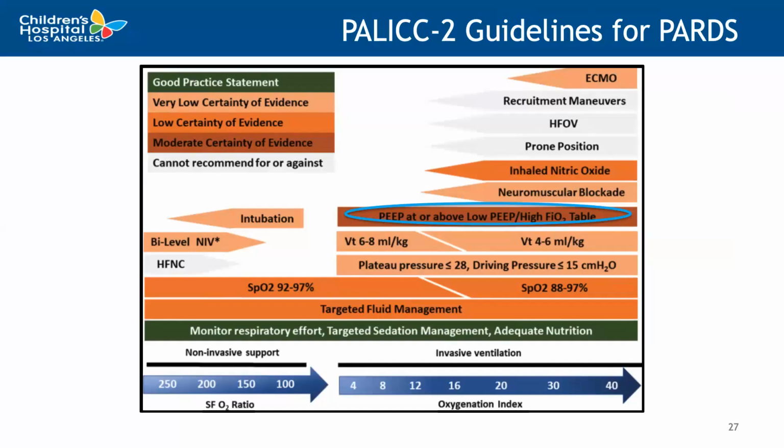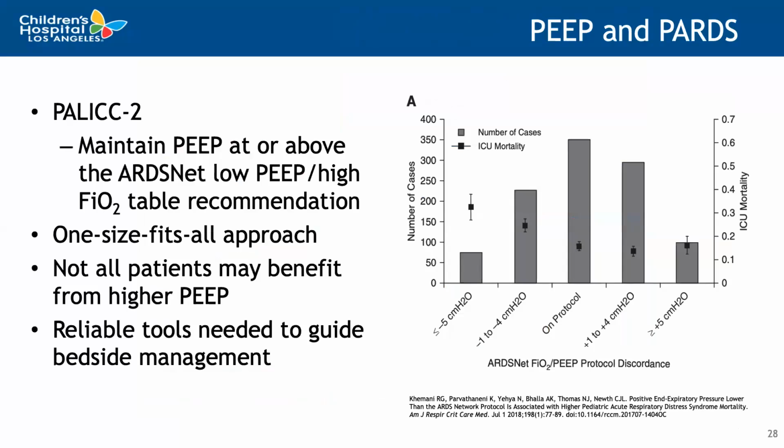And where does that come from? This comes from literature that is published in the pediatric realm, specifically some of the work done out of our group at CHLA with collaboration from other groups. What they found is that patients that had PEEP that was maintained per the PEEP FiO2 table recommendations or above actually had lower mortality and morbidity, suggesting that they may benefit from this kind of higher PEEP strategy. And so that was the basis for the PALIC-2 recommendations.